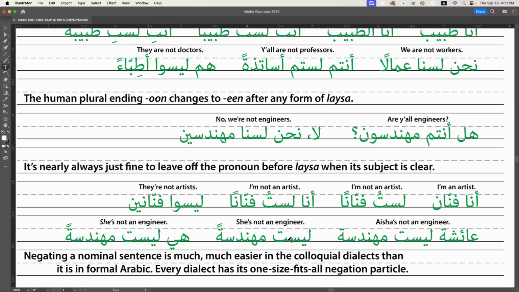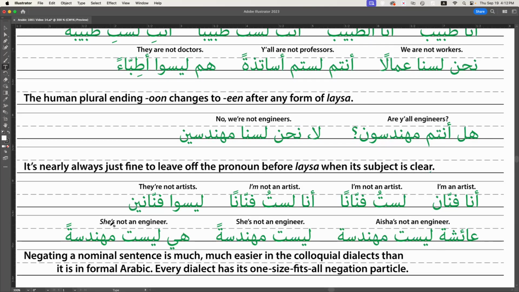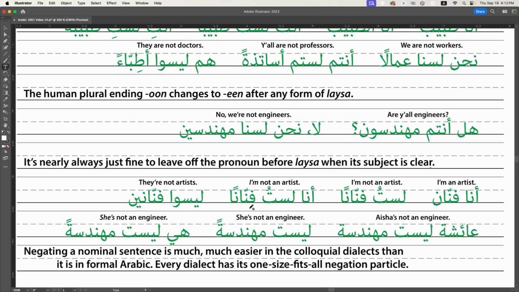If I just say laysat muhandasatan, presumably we know who the she is because we've been discussing this all along. That's the trouble with these very short sentences, is they lack context. Laysat muhandasatan, she's not an engineer. But if I say hiya laysat muhandasatan, when we already know we're talking about Aisha, what I mean is she's not an engineer, and presumably somebody else, her girlfriend or whatever, is. So that's the effect of doing this. It's totally okay to leave the pronoun off.